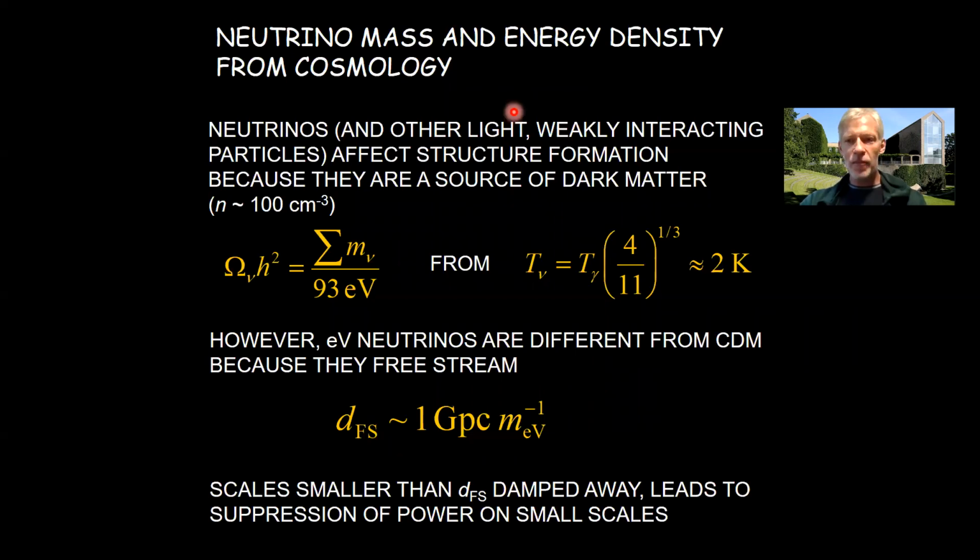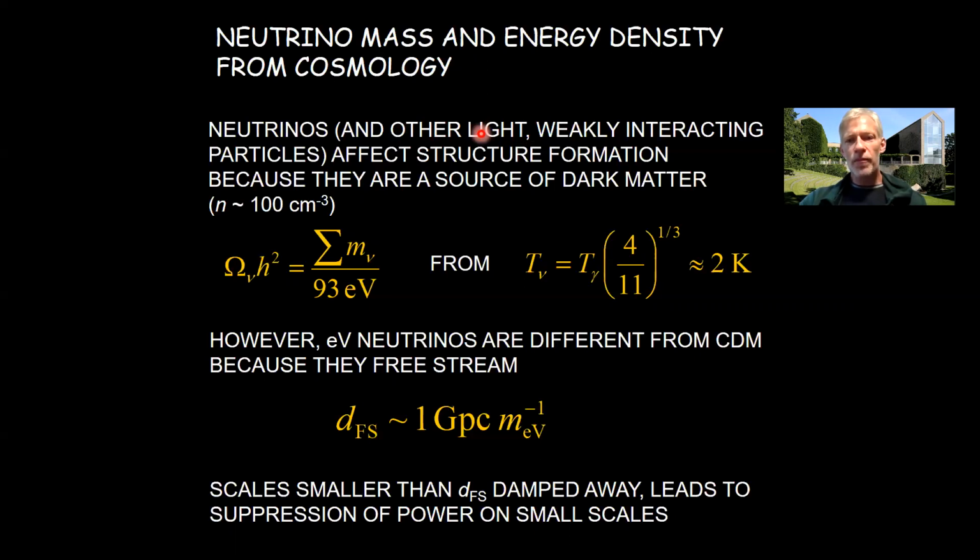And why is cosmology sensitive to the neutrino mass? Well, basically, neutrinos are a source of dark matter. It's a different type of dark matter compared to ordinary cold dark matter, but it's still a dark matter species. And the same is true for other light weakly interacting particles.